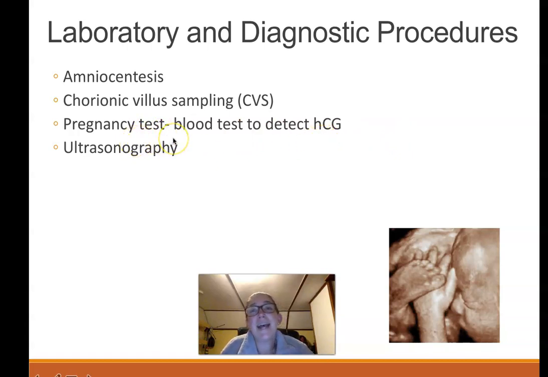There's also, of course, blood tests to test HCG. And there's the P-test that most people take at home, the home pregnancy tests, but doctors will want to confirm those with a blood pregnancy test.